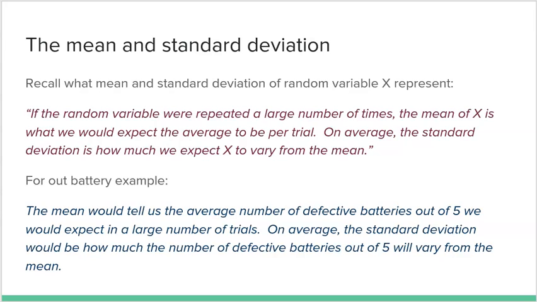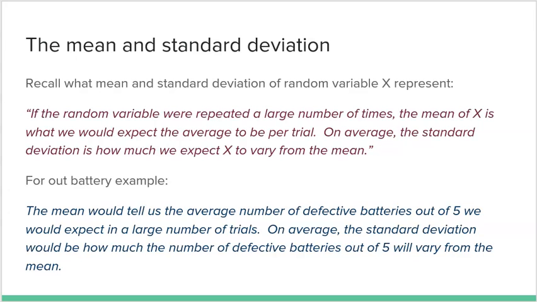So this is kind of our script, right? When we're talking about the mean and standard deviation of a random variable, we're basically saying that if that random variable were to be repeated many, many times, here's what we expect the average of those times to be and how much we expect that number to vary from the mean. That's the standard deviation. So in our example, this would be if we were to look at 5 batteries a large number of times. On average, the standard deviation is how far the number of defective batteries will vary from the mean.